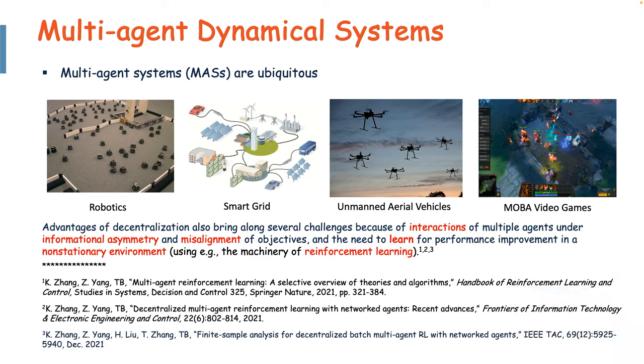These advantages of decentralization also bring along several challenges because of the interactions of multiple agents under informational asymmetry and misalignment of objectives. Their objectives may not be the same. And also the need arises to learn for performance improvement in a generally non-stationary environment, using, for example, the machinery of reinforcement learning. I have listed a few papers that we have published, some of them survey papers, and those of you who know Kai-Ching Zhang, he was a student of mine, and then a postdoc here with Asu, and he was the lead author on all of these.